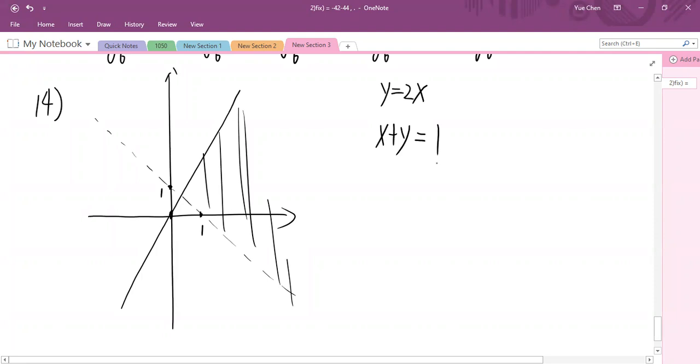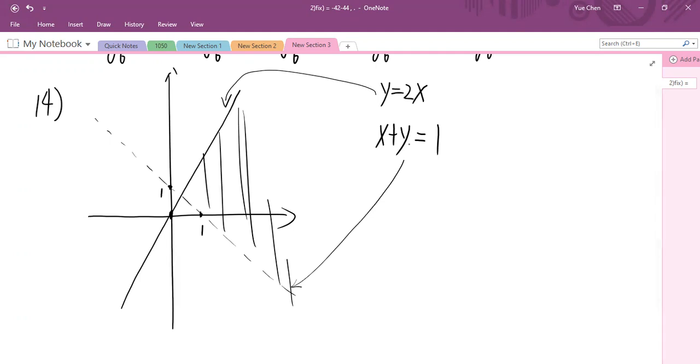We notice that one line goes through the origin, so this one must be y equals 2x. The dashed line would be x plus y equals 1. A dashed line means there is no equal sign in the inequality. So you can exclude choice B and choice D, and you only have choice A and choice C left. Which one is correct?